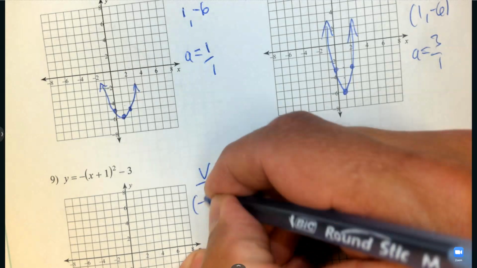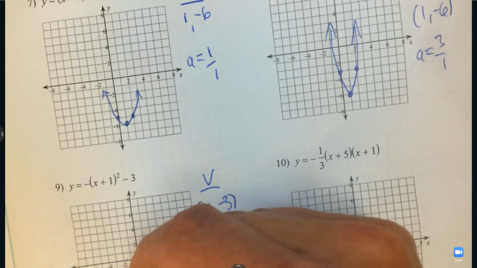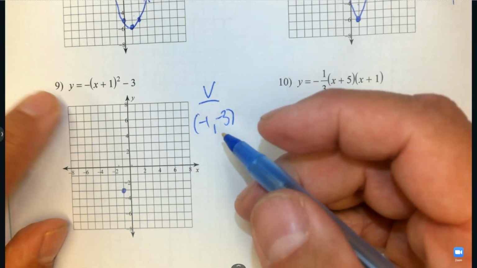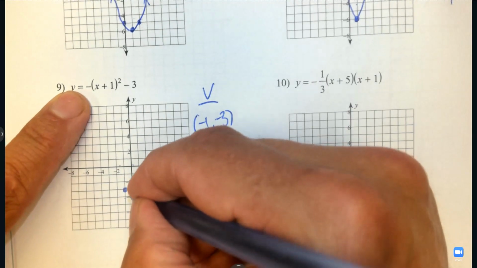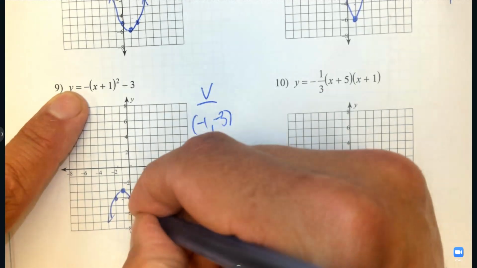Number 9, the vertex is at negative 1 and negative 3. So I start in the middle, 1 to the left and 3 down. And then a is negative 1. So I go down 1 and to the right, down 1 and to the left 1, and then draw my parabola.